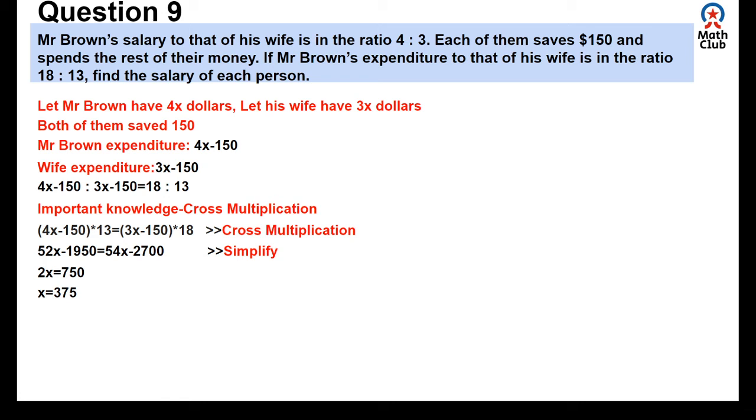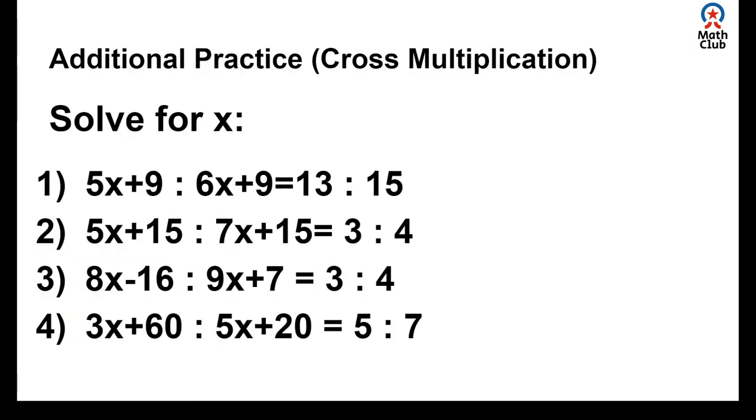And when you read the question, it is asking the salary of each person. So Mr. Brown will be 4x, and that's 1,500, and his wife will be 3x, which is 1,125. And so now we'll head into the additional practice for cross multiplication.